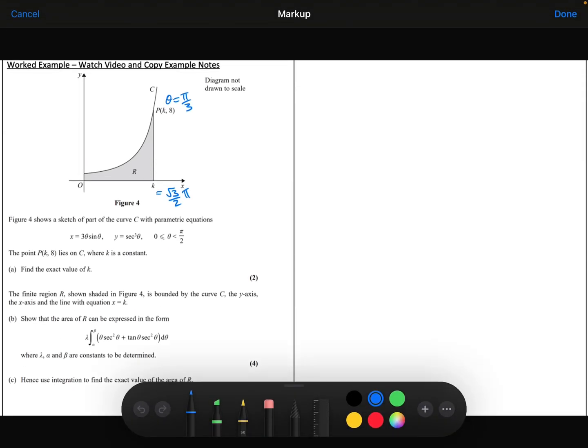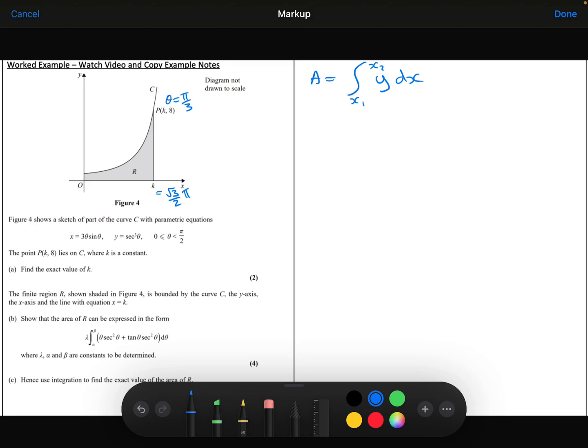We are given that the finite region R, shown shaded in figure 4, is bounded by the curve C, the y-axis, the x-axis, and the line x equals k. I need to show that the area of R can be expressed in this form. Right, to show that question, I need to show that this is true. So let me start with the basic formula, which is that the area is equal to the integral of y dx, where I would usually have x limits.